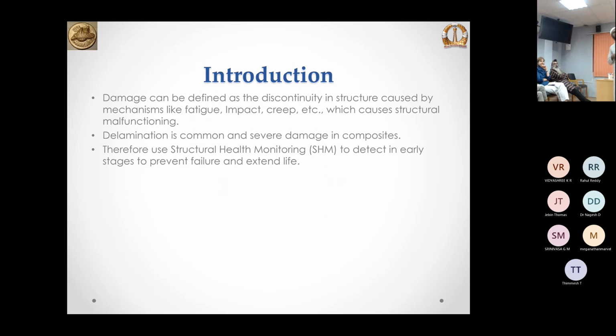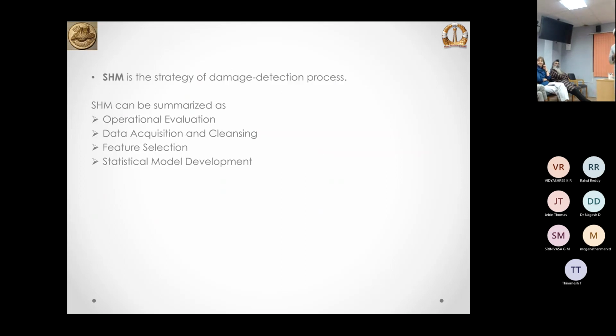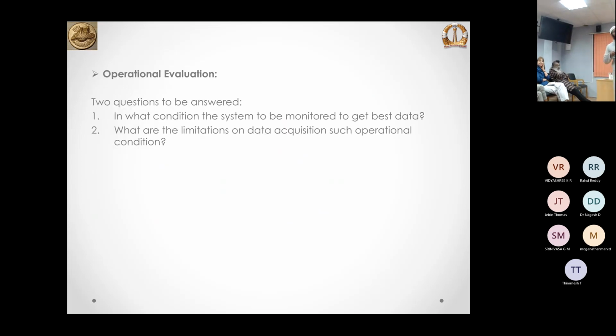Damages are discontinuities caused by fatigue, impact, creep, and delamination is common. So structural health monitoring will keep the structure healthy and prevent catastrophic failures. So we have to go for that. And what is SHM? It has four operations, four categories. One is the operational evaluation, then data acquisition and cleansing, feature selection, and statistical model development. What is operational evaluation?